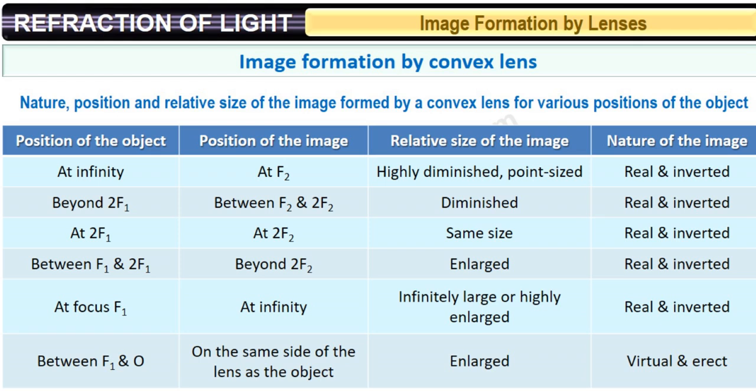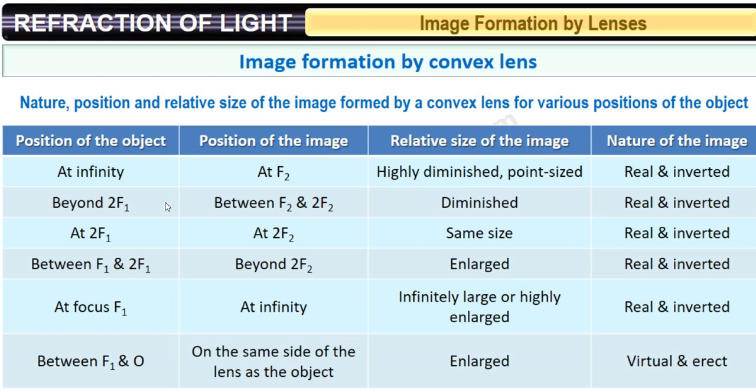Nature, position and relative size of the image formed by a convex lens for various positions of the object. See, if you keep the object at infinity, the image is formed at F2 and it is highly diminished, point size, real and inverted. This table is important and it should be memorized by the students.